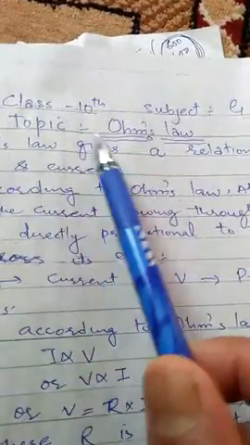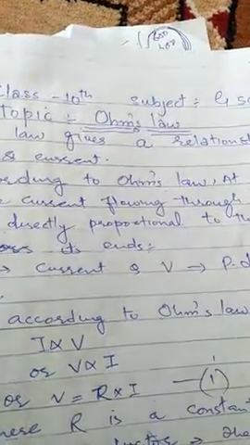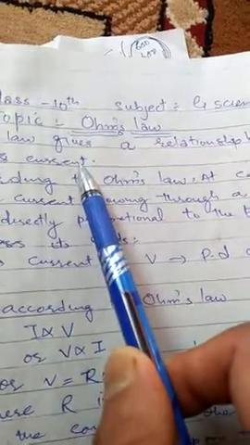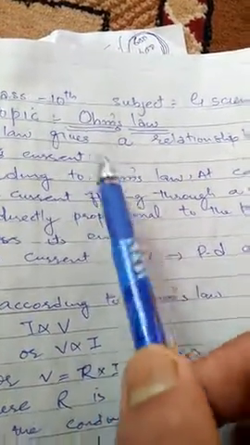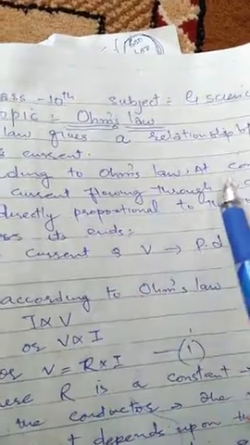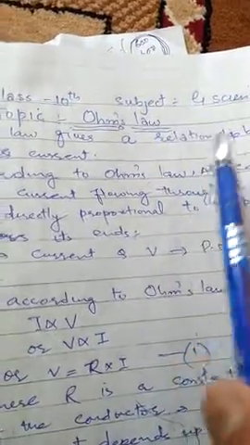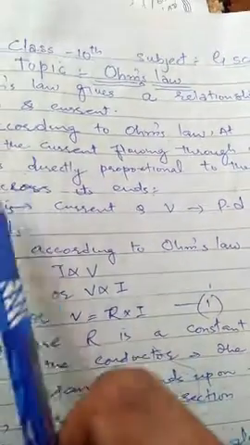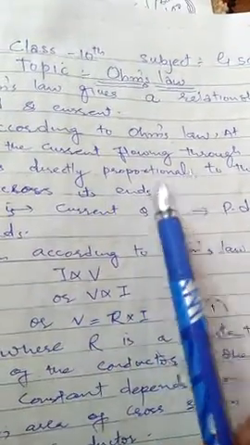Ohm's law gives a relationship between the potential difference and the electric current. According to this law, at constant temperature, the current flowing through a conductor is directly proportional to the potential difference across its ends.